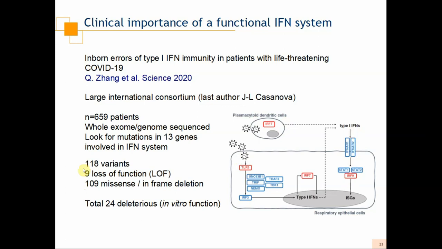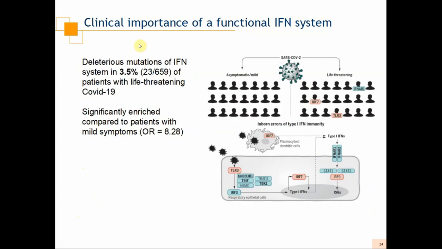So they detected 118 variants, and 9 of them were complete deletion, loss of function mutations, and 109 were missense or inframe deletions. And they functionally tested them, and they found 24 deleterious mutations by testing their function on PBMC or other in vitro assay systems. So they found that these rare mutations were found in about 3.5% of patients with life-threatening coronavirus, and almost absent from people who had asymptomatic or mild symptoms. So the odds ratio, 8-fold more frequent in people with severe life-threatening disease.